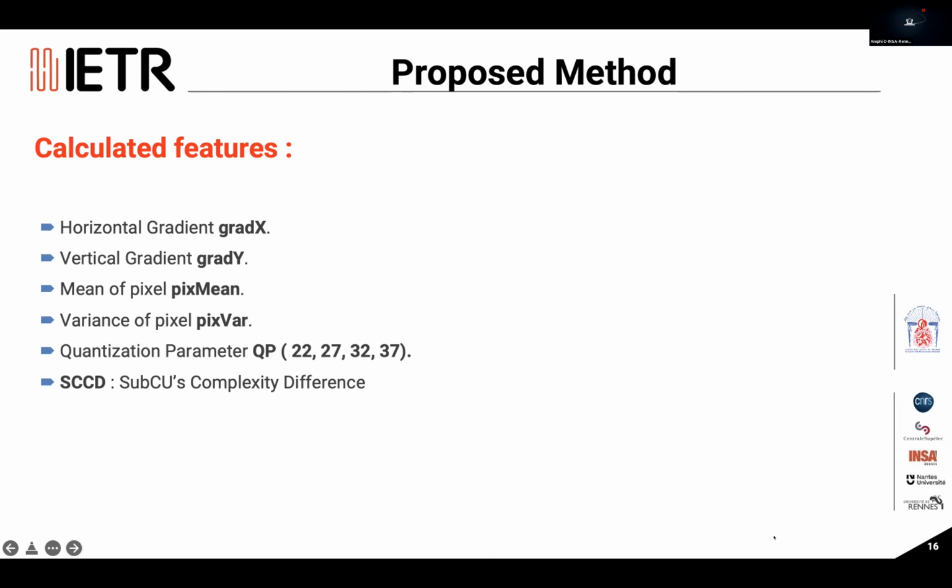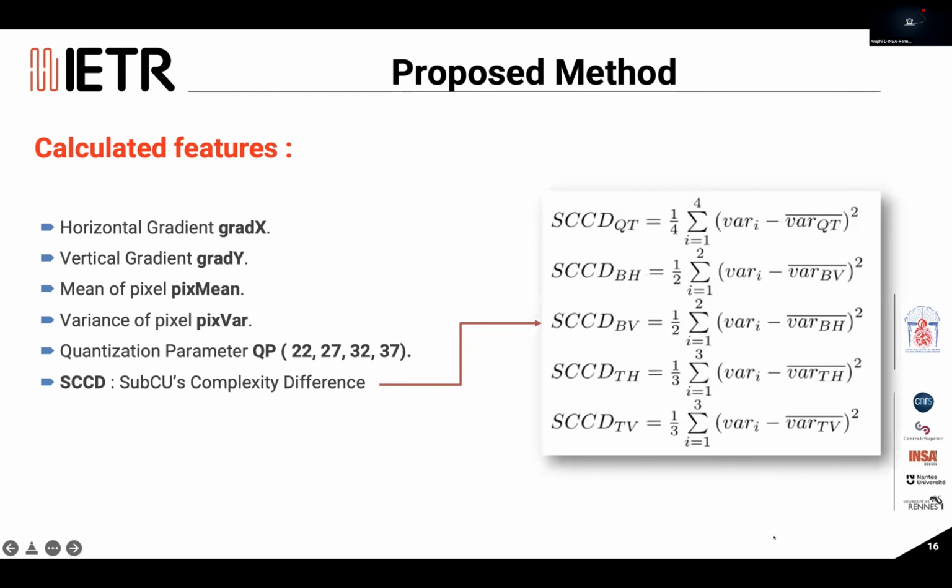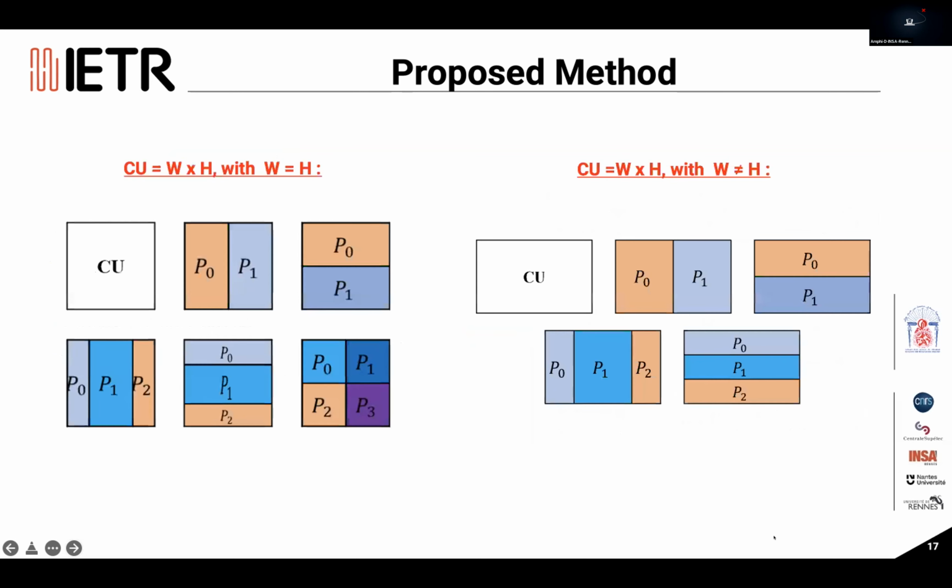The calculated features are the horizontal gradient, the vertical gradient, the mean of pixels, the variance of pixels, the quantization parameter, and the sub-use complexity difference. These features were calculated on different parts of each coding unit. For a square coding unit, we calculate these features on the whole coding unit, on the two parts vertically, on the two parts horizontally, on the three parts vertically, on the three parts horizontally, and on the four parts of this coding unit. The same for a rectangular coding unit, except the four parts.